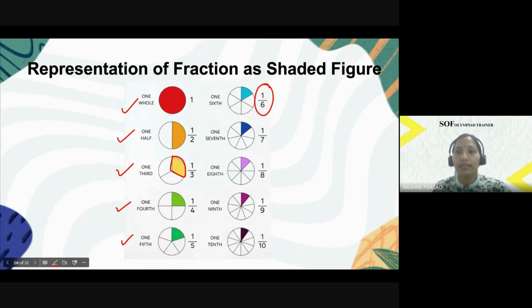Any doubt, guys? Any doubt in this slide? Give me thumbs up if you don't have any doubt. Okay, fine. This is simple, right? Basically, make sure the whole shape is divided equally, and then you just have to check which part is shaded. Like here, one part is shaded. Total parts are 6, so it will be 1 over 6.